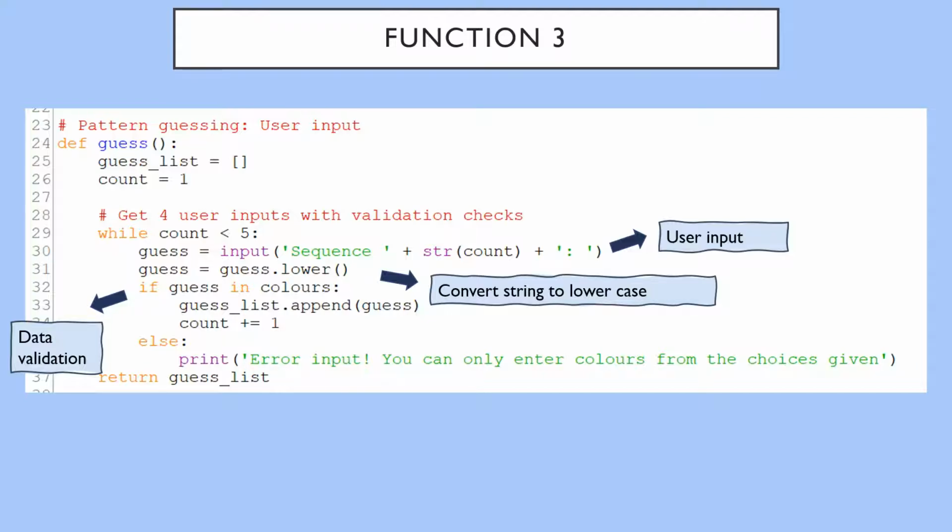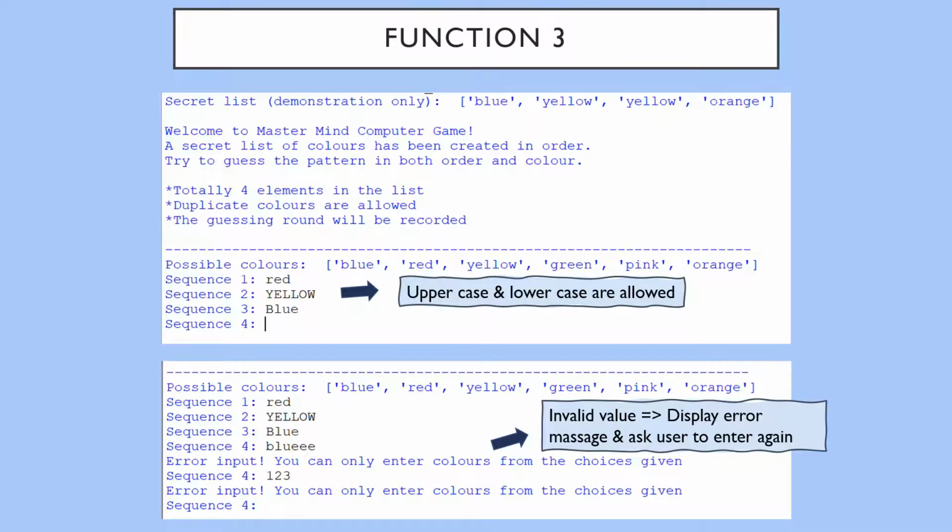There is an if-else statement for data validation. If guess is in the color list, then append it into guess list, and then count equals count plus 1. If not in the color list, then print an error message to the user. So in this example, we can see that uppercase and lowercase are allowed. However, when an invalid value is detected, the program will display an error message and ask the user to enter again.